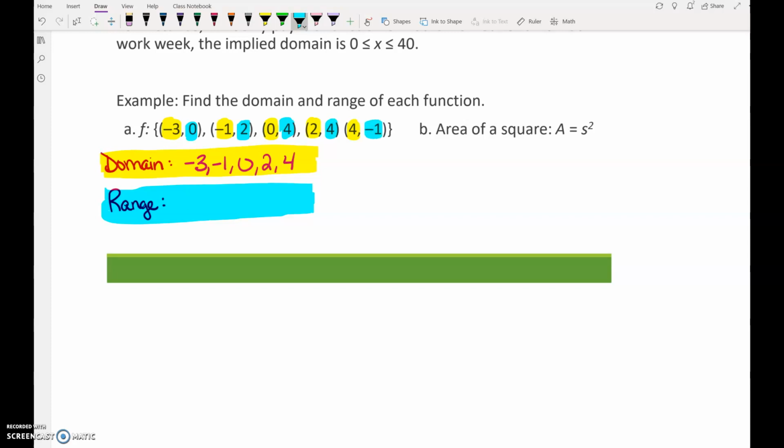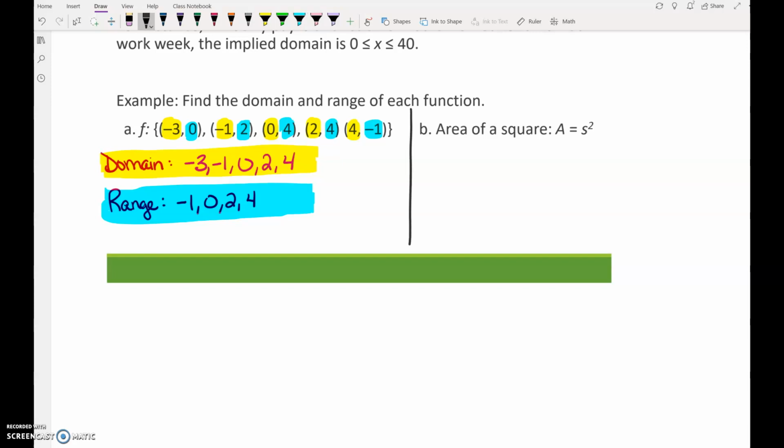Anyone notice anything about our y values? There's 2 4s. You don't have to repeat the 4. You don't have to write the 4 twice. Your range involves the y values -1, 0, 2, and 4. So you don't need to repeat anything. Just write the y values in numerical order from smallest to largest.